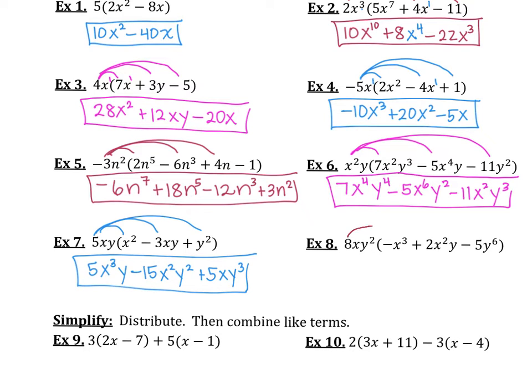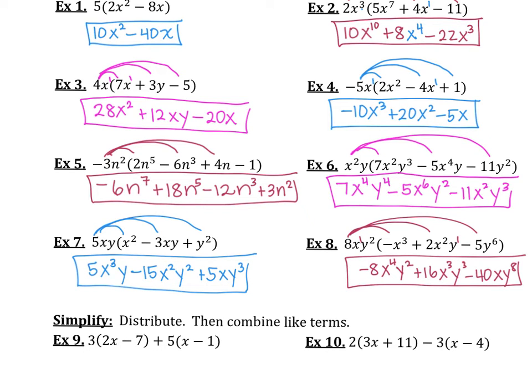Okay, so 8 times negative 8, x to the 1 plus 3 is 4. And I do have those y to the seconds that I'll keep. 8 times 2 is 16. X to the 1 plus 2 is 3. Y to the 2 plus 1 is 3. And then 8 times negative 5 is negative 40. I keep the x. Y to the, I have a 2 plus a 6, and that gives me 8.